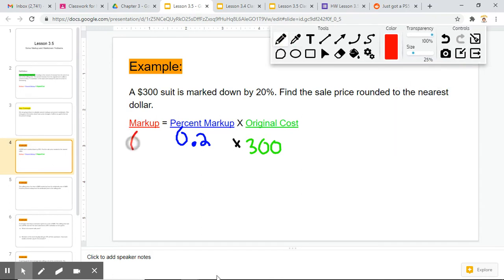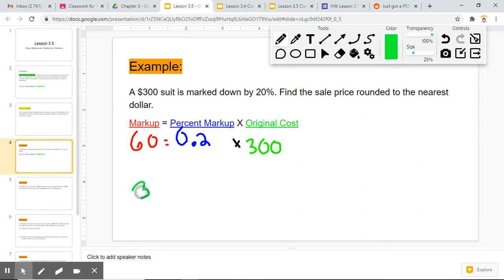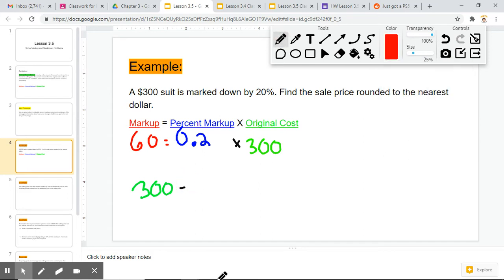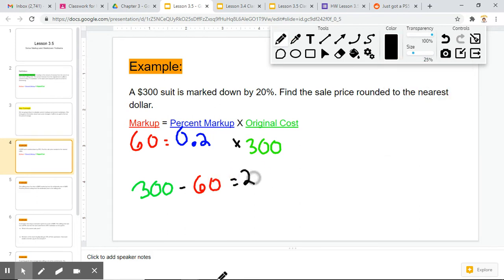But is 60 our answer here? It's not, right? 60 is just the markdown amount. We want to find the sales price. So to find the sales price, we just have to take away how much money we marked down here. So we started at $300. We subtracted $60 because that's how much we marked off. And that means that finally our suit will cost $240 after having a 20% markdown.